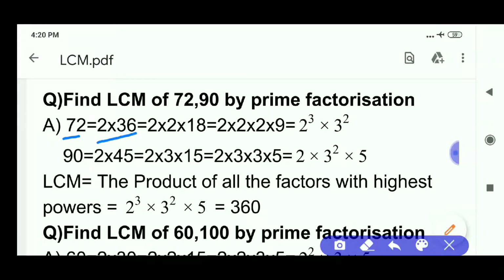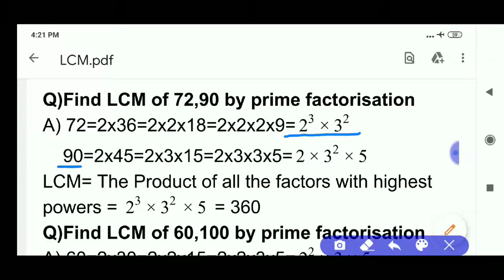Now 36 can be written as 2 into 18. That means it becomes 2 into 2 into 18. Now 18 can be written as 2 into 9. That means it becomes 2 into 2 into 2 into 9. 9 can be written as 3 into 3. In total, it becomes 2 cube into 3 square because three 2's are here, two 3's are here. So it is 2 cube into 3 square.